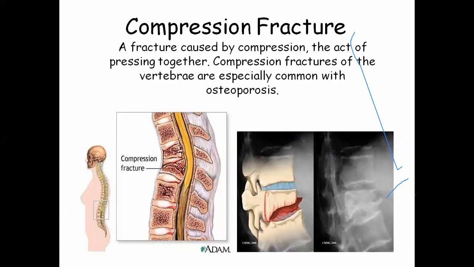Now coming to the compression fracture, it happens mostly in your spine. What will happen in this? The spine will be compressed. It is a kind of fracture caused by compression, the act of pressing together. Compression fractures of the vertebra are especially common with osteoporosis. People with a history of osteoporosis have a high chance of having these compression fractures. The vertebrae will be pressed together.